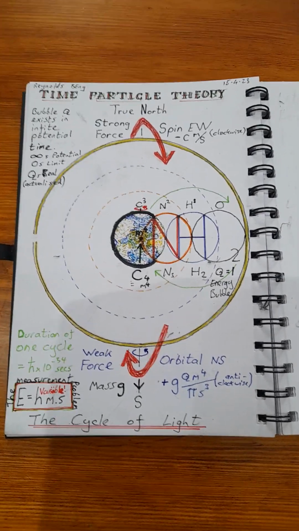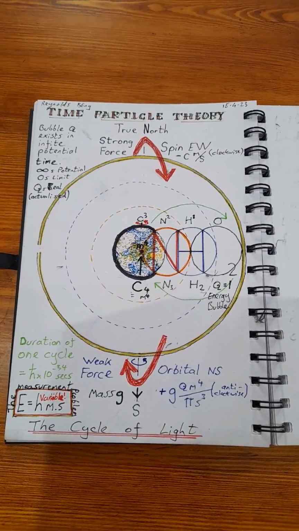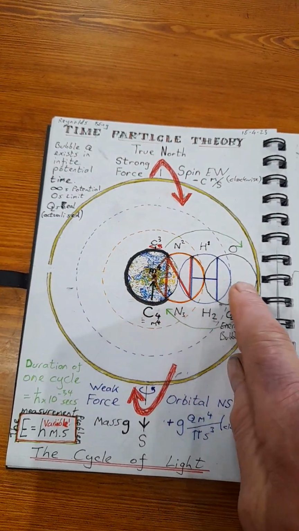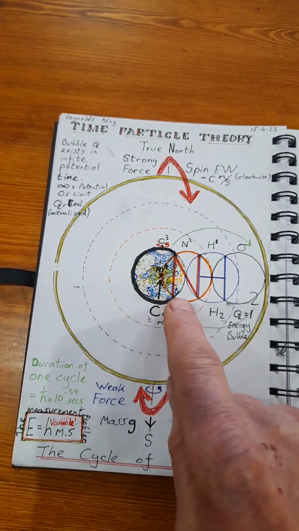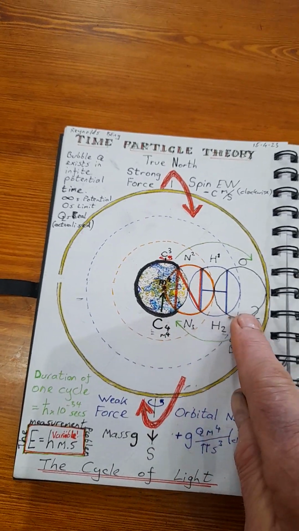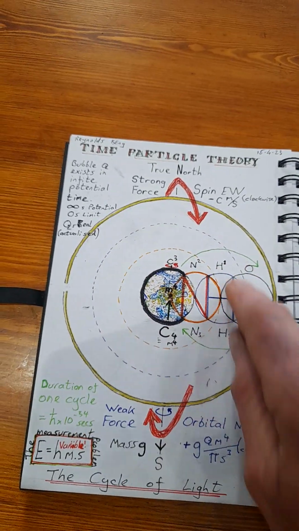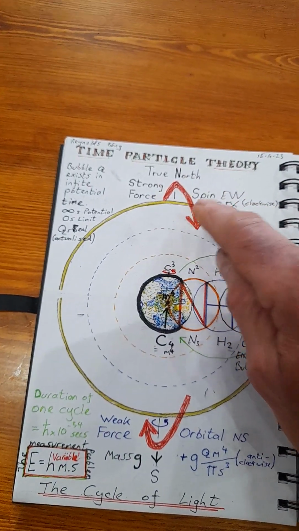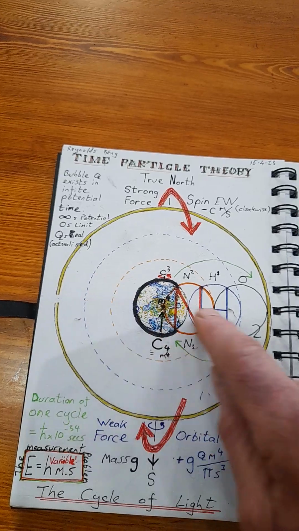So here we go, time particle theory. I got it this morning, as simple as I can go. So we've got all the components here of life. We've got carbon, nitrogen, hydrogen, oxygen. We've got our atmosphere surrounding it. And what we've got here is the strong force, which is spin about the east-west axis.